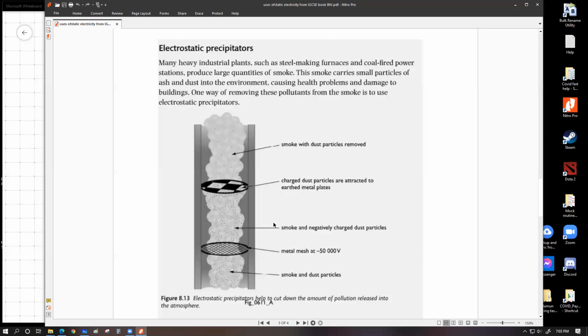Yes, sir. Do you understand? Sir, I still don't understand why the gas is not attracted. The gas is attracted, I'm saying the gas is attracted. Okay, let me give you a very simple example. Try to hear me out.